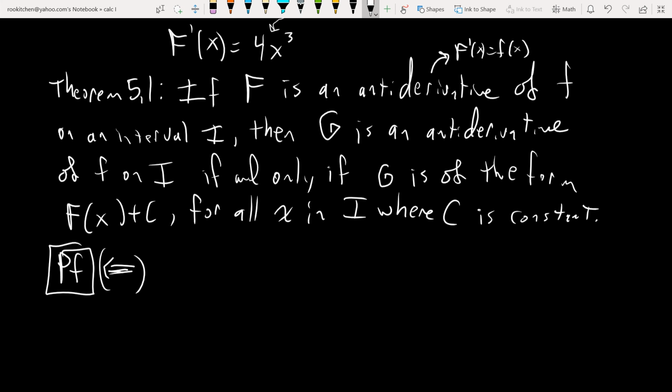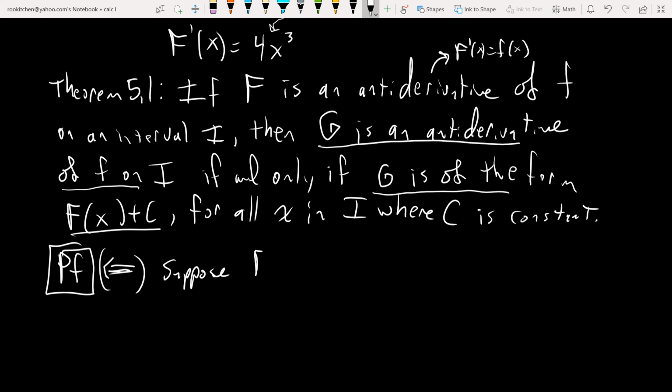So going in this direction, in other words, starting with the fact that G is of the form F of x plus c, I want to prove that G is an antiderivative. Okay, so you kind of see that's the direction I'm going. So I assume first that G is of the form F of x plus c, and I also have this initial supposition that big F is an antiderivative of little f. In other words, big F prime of x equals little f of x. And I'll just dispense with all the interval stuff.